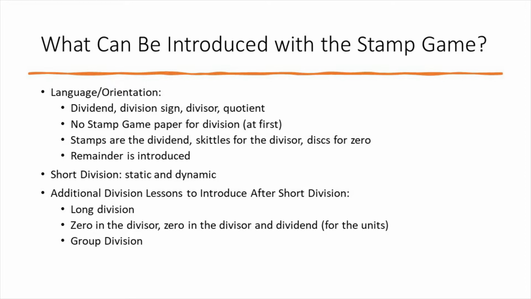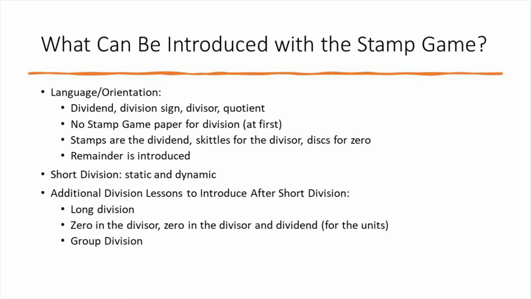And if you're doing the golden bead system, what is the divisor? Well, the divisor would be the students that you're sharing the golden beads with. But in the stamp game, it's going to be the Skittles. And then, of course, our answer is the quotient, what one person has. But in the stamp game, it's going to be what one Skittle has. And I'll show you what that looks like in just a few minutes.